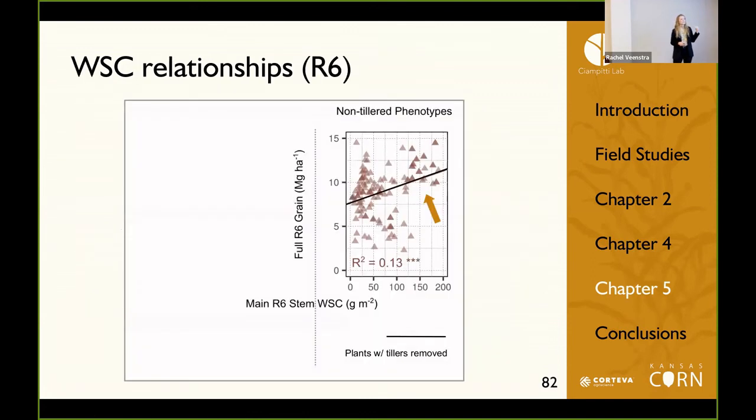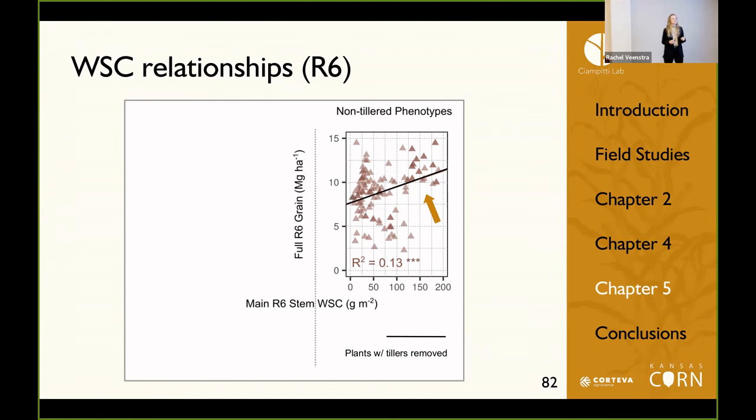Now, if we look at this plot, we're looking at our non-tillered phenotypes first. So we have our observations and then our line here. We see that there is a slight trend upwards, and our highest yielding, or the main plants with the largest sink, had a larger proportion or a larger amount of water-soluble carbohydrates remaining in the stem at harvest, which sounds a little bit backwards maybe.